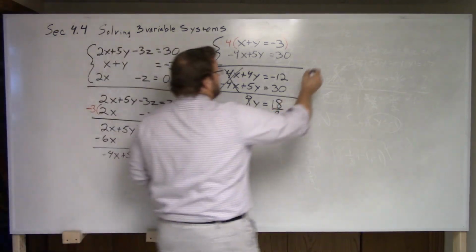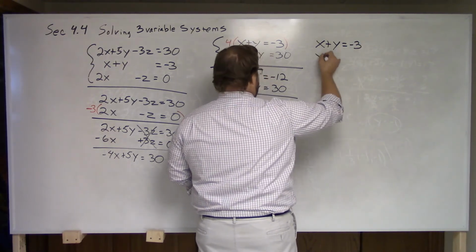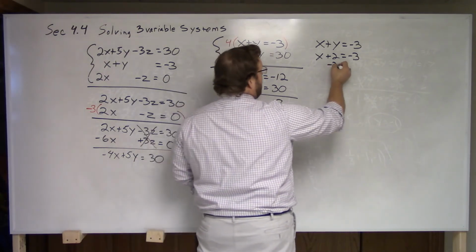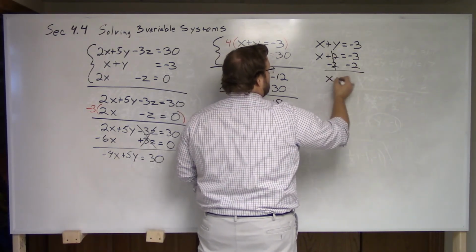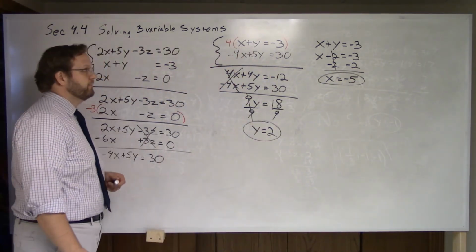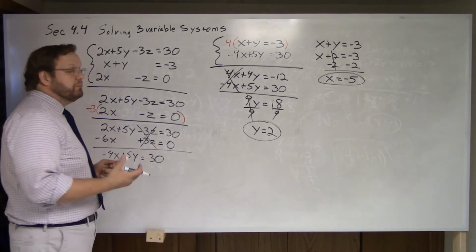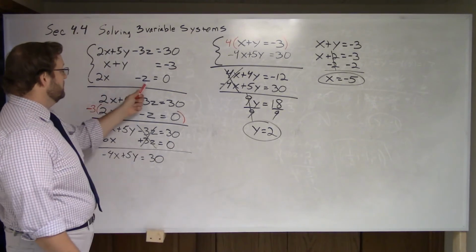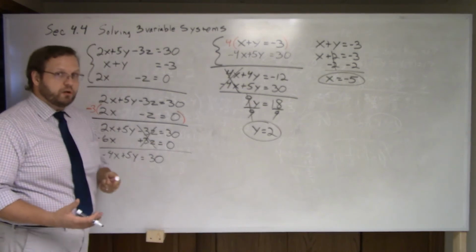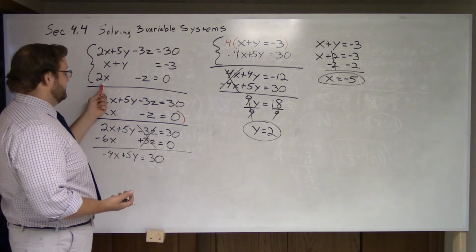I'm going to find the x next. So I've got x plus y equals negative 3, or x plus 2 is negative 3. Subtract the 2, and x is negative 5. Okay, after that I still need to find the z. Now I have to go someplace where there is a z. So I can go here and solve for the z, or I can go up here and solve for the z. They will give you the same result. But in this case, since we have an option, pick the easier option. I'm going to go with this.